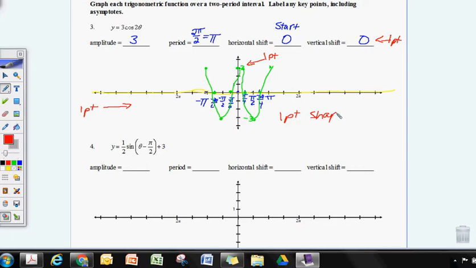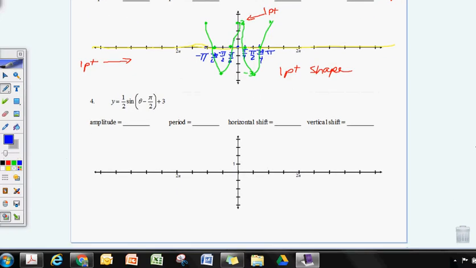So don't forget that even if you goof up on these, you can at least get the rest of your points for that. Okay, so that's our first graph. So let's go on to our second graph.